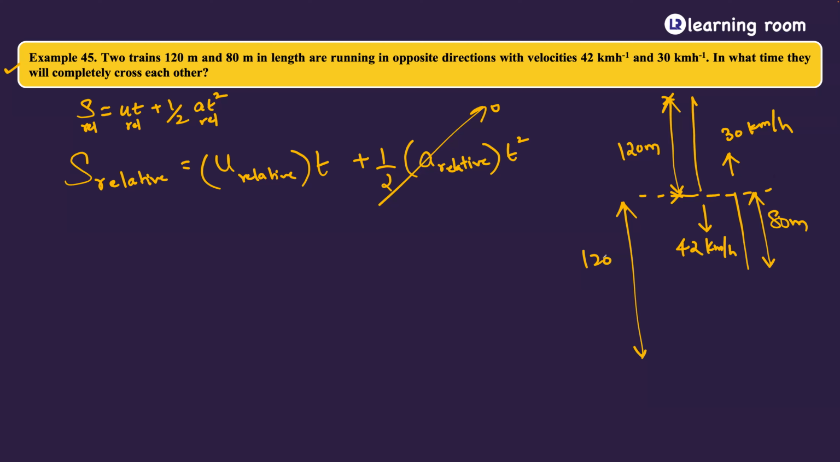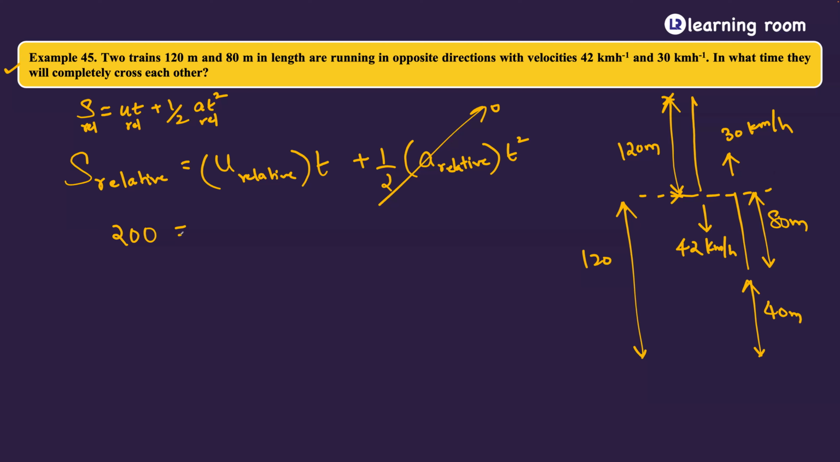So how much is the distance it has to cover for that scenario to occur, meaning the last compartments to coincide? In this scenario, it has covered only 40 meters. But for the last compartment to come here, it should cover 120 more. So 120 plus 80 is the relative displacement. It is going to be 200 is equal to, what is the relative velocity? One is 42 and the other is 30. They both are in opposite direction.